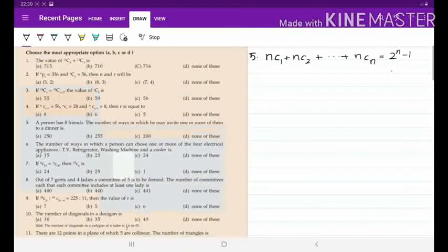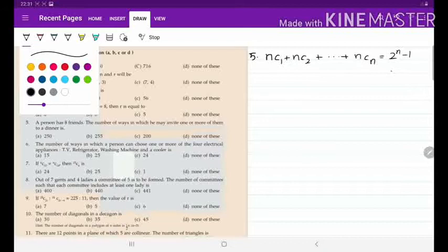Let's discuss question number 5. A person has 8 friends. The number of ways in which he may invite one or more of them to a dinner is. Here we can use the property nC1 plus nC2 plus etc. up to nCn is equal to 2 to the power n minus 1. Let's see how we can use this.